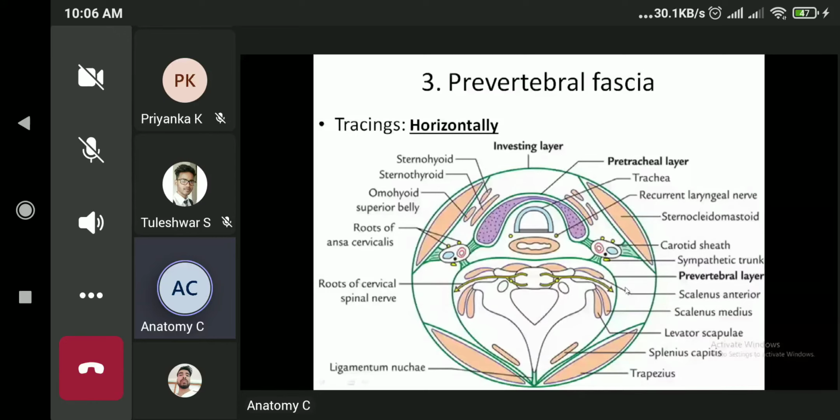and scalenus medius. If you remember the cervical vertebra, this is the anterior tubercle, this is the posterior tubercle, and here is the foramen transversarium. So the scalenus anterior is attached to the anterior tubercle, while the scalenus medius and levator scapulae are attached to the posterior tubercle. So exactly between the scalenus anterior and scalenus medius, the prevertebral fascia has a lateral extension.